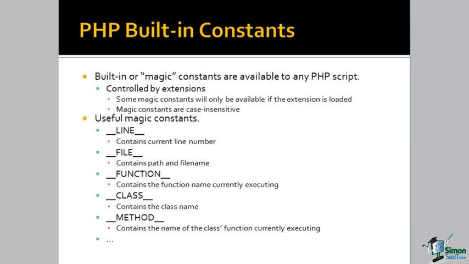Magic constants can be very useful for debugging and for logging the application execution. Here are a few useful constants: line and file. Return the file within which and the line on which the code is currently executing. If we're inside of a function, the function magic constant returns the name of that function. And likewise, if we're executing code within a class or within the method of a class, we can get that information from the magic constants as well. So again, very useful for debugging and for application logging.